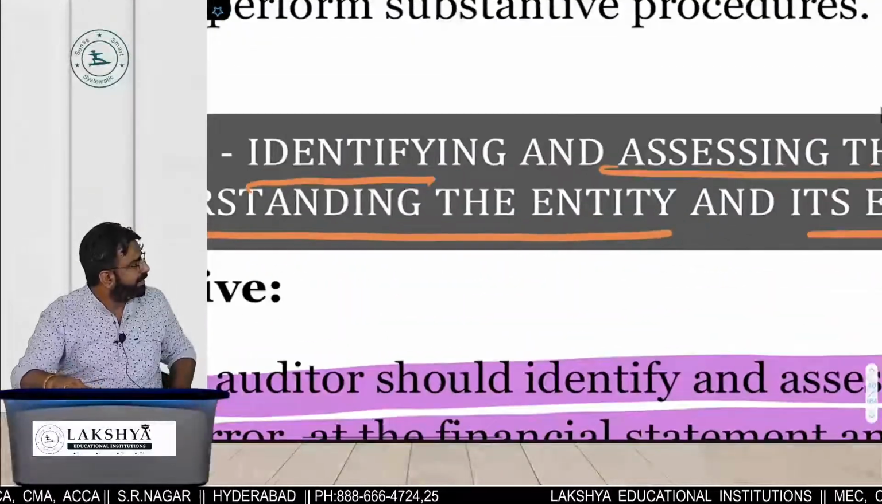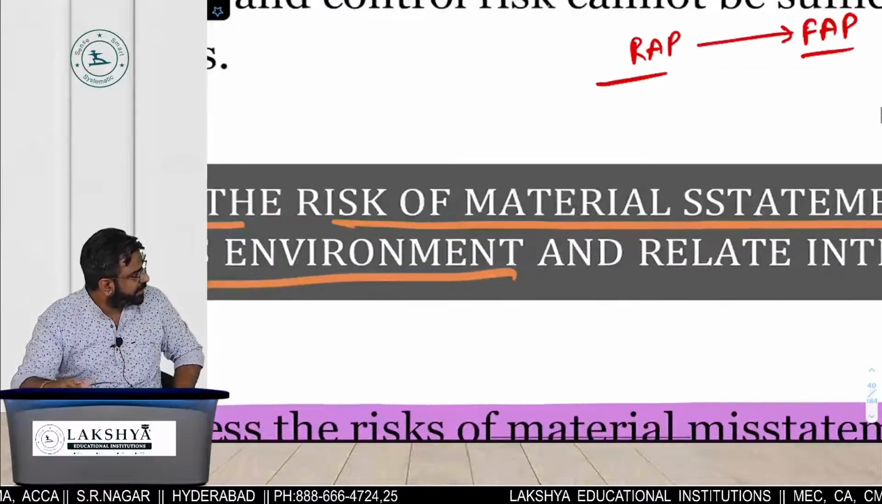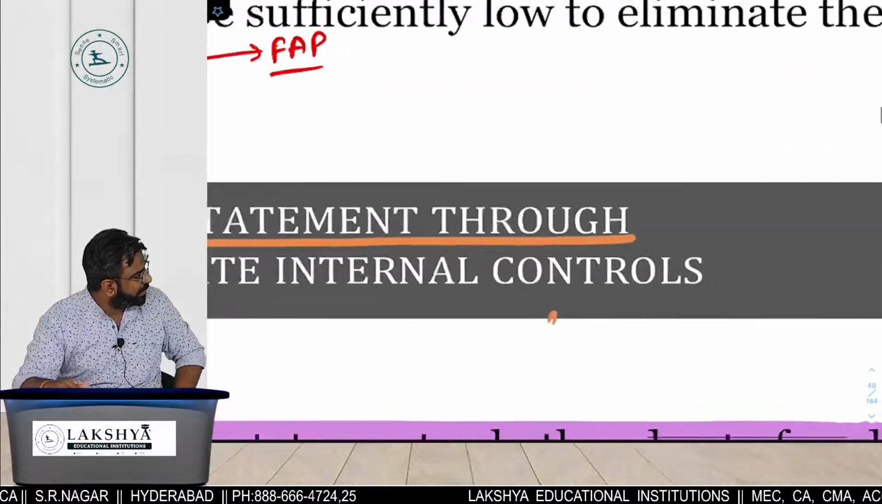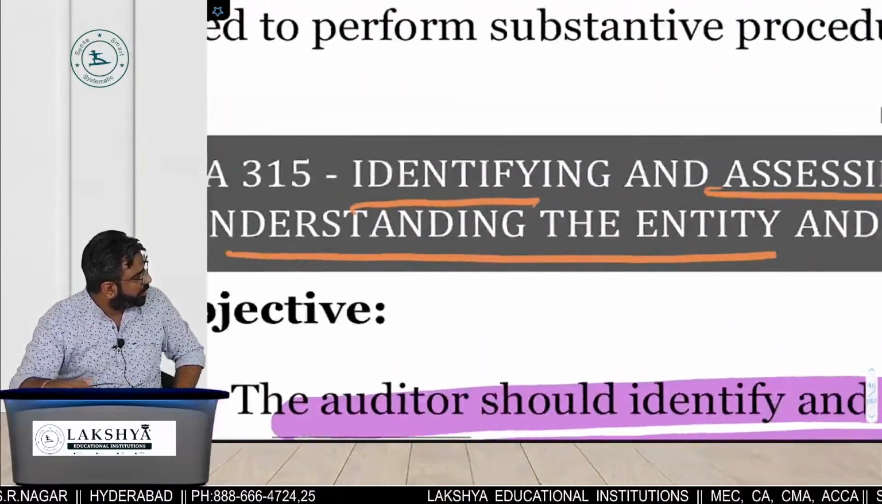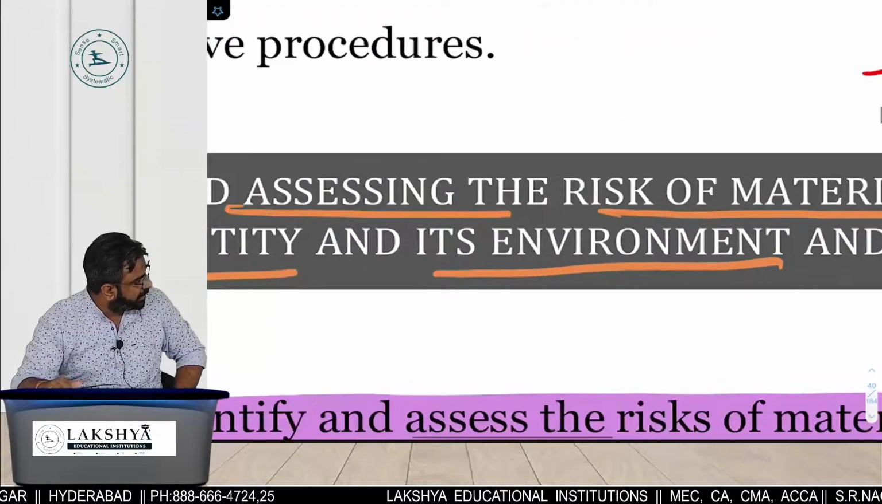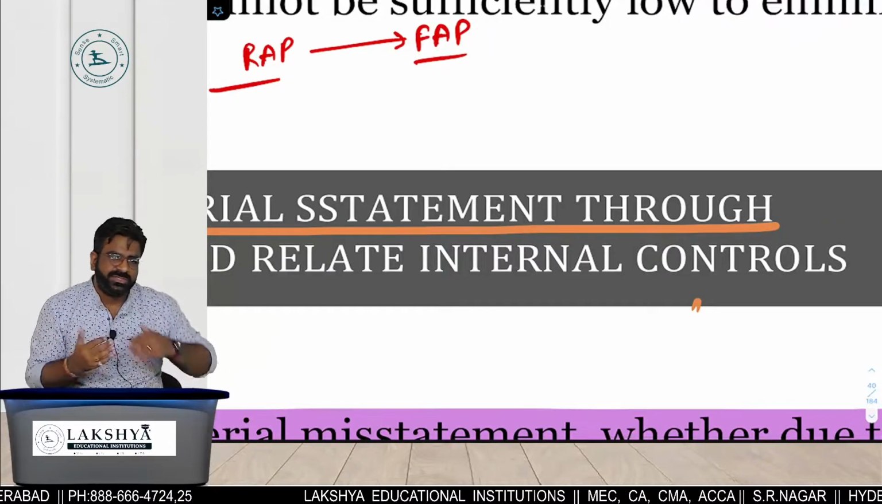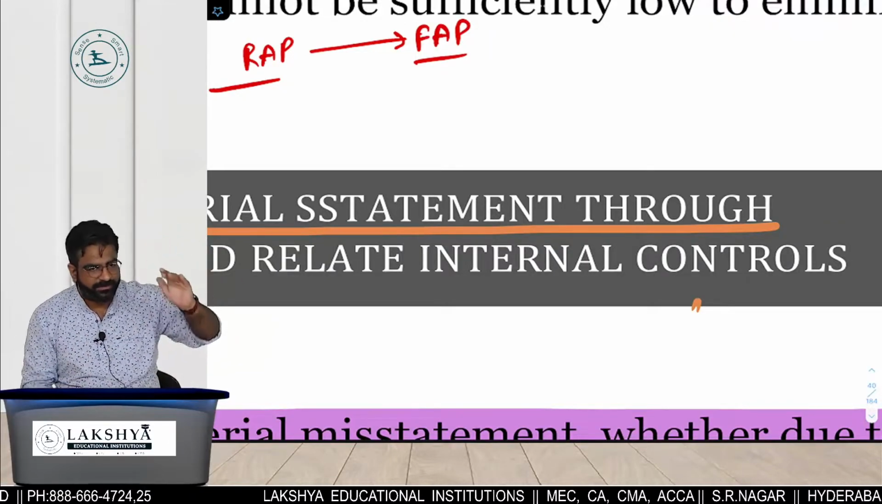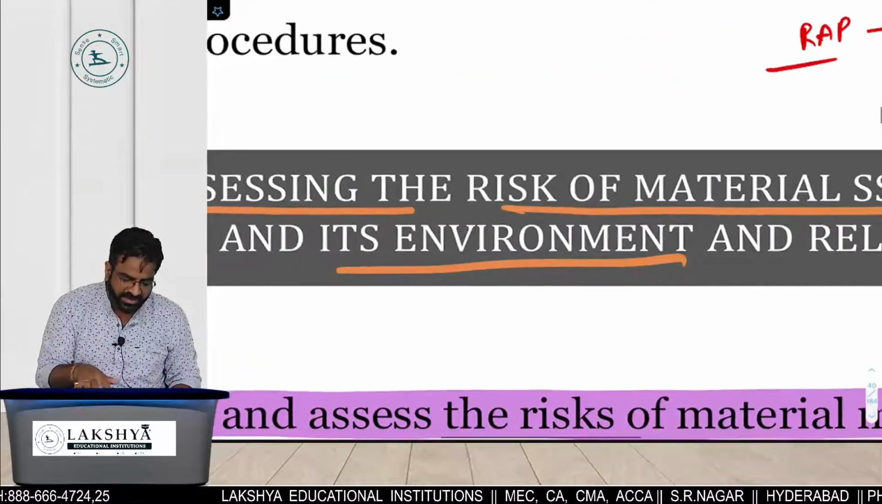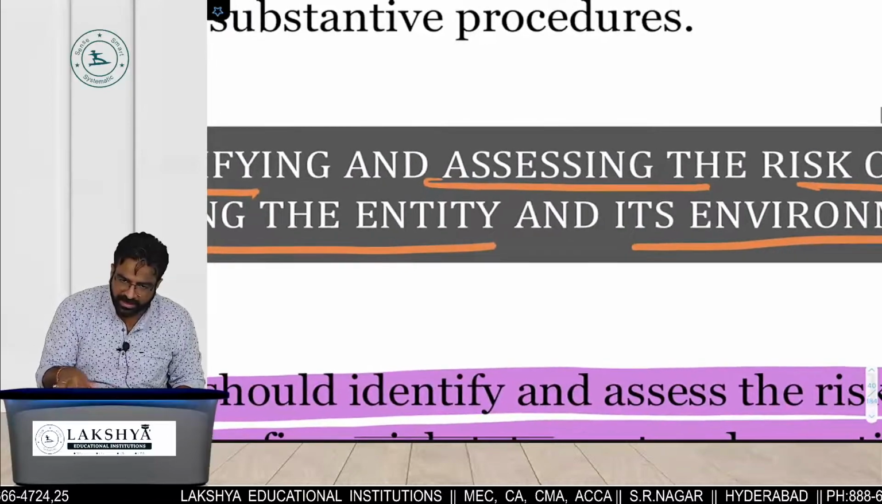Read. Identifying and assessing the risk of material misstatement through understanding the entity, environment and what? Related internal controls, about which we have already understood above. It means in this we have to understand about entity and environment.